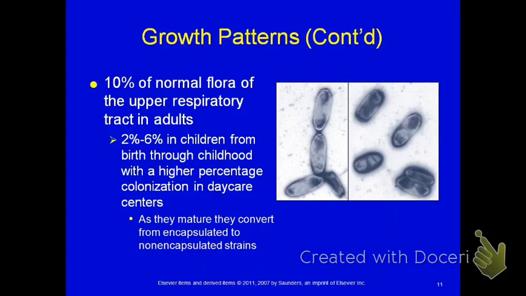Do you know that 10% of normal flora of the upper respiratory tract is made up of Hemophilus species? About 2 to 6% in children from birth to childhood, with a higher percentage colonization in daycare centers. As they mature, they convert from encapsulated strains to non-encapsulated strains. This is very important. You know why?